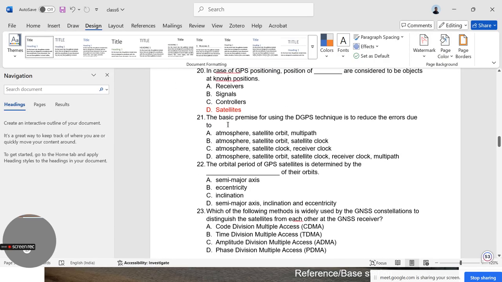The next question is, the basic premise for using DGPS technique is to reduce the error due to. So can anyone give the answer? What we discussed till now is, if the error is same for rover and base station, we can remove it using DGPS.